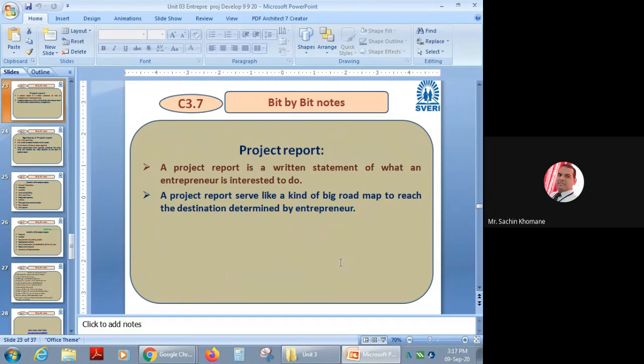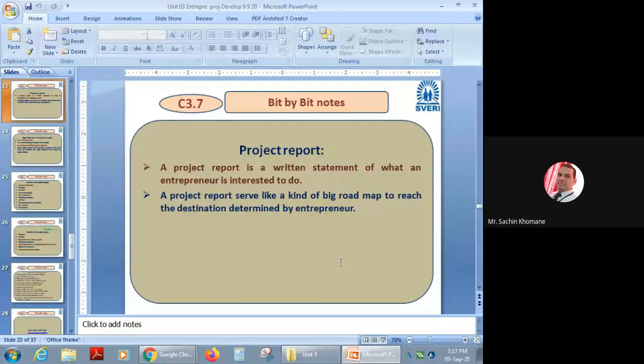Okay, we'll start our discussion on today's important bit, that is a business plan. But before that, just yesterday's lecture review. Last lecture we have seen some case studies of SWOT analysis, and we started discussion on project report, right?